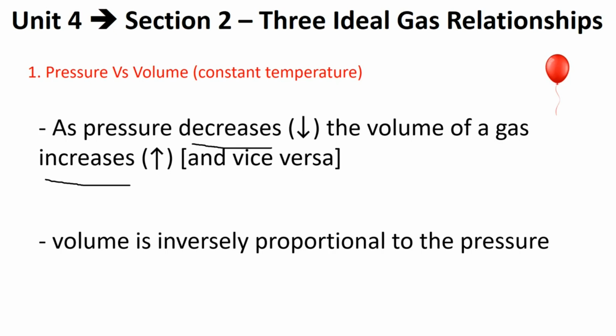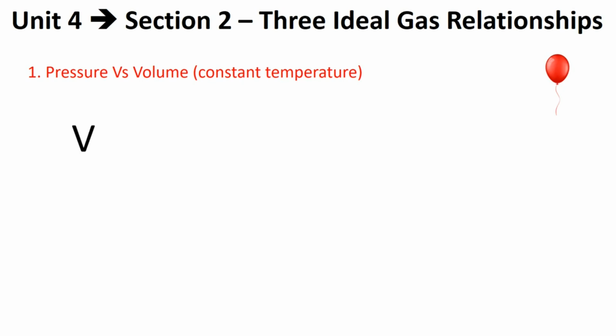Now we can represent this mathematically. So our volume is proportional to 1/P. Now we also have that constant temperature to think about, so we're going to stick a little k there. That k stands for the constant temperature.